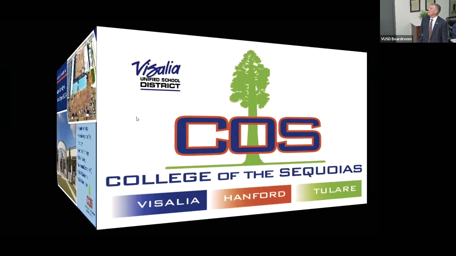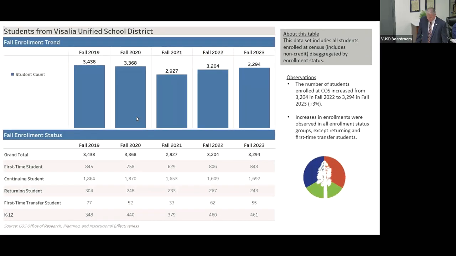Alrighty then, I've got our normal data sets, and I'll just not try to read off the screen. I'm going to try to read them from right here, but you can see that in the fall of 2023, the grand total of Visalia Unified School District students who have matriculated to COS was just under 3,300. That's making a run at the all-time high, which we established back in the fall of 2019. And so we're almost back to that pre-pandemic high. That includes 461 dual enrollment students, which is by one an all-time record, eclipsing by one the fall of 2022 numbers.